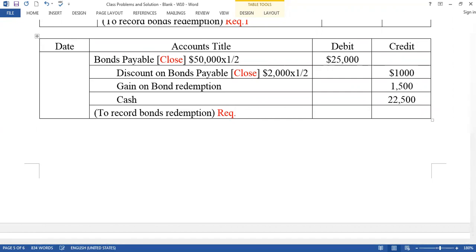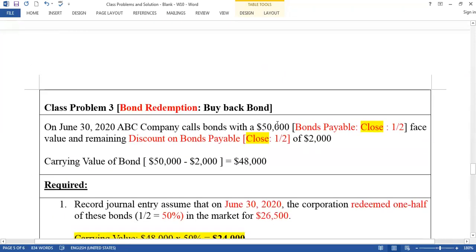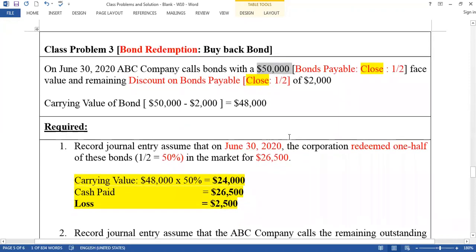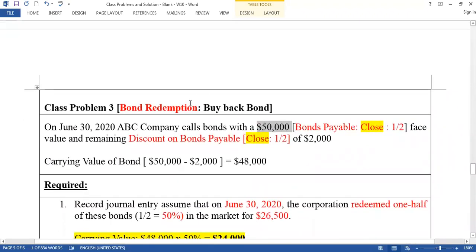This is requirement 2. So total is $50,000 bonds payable, and we buy back in 2 installments. 50% we buy back, pay some money, and record gain or loss, and another 50% we buy back, pay some money, and record gain or loss. So this is about bond redemption with discount. If you remember my previous class, I explained bond redemption with premium. This example is bond redemption with discount.